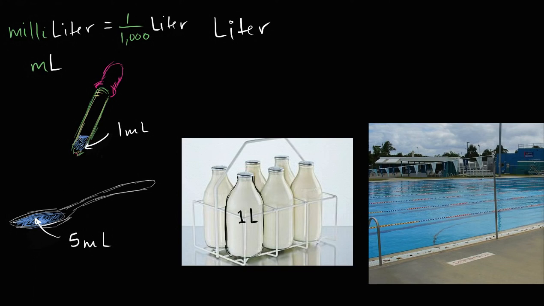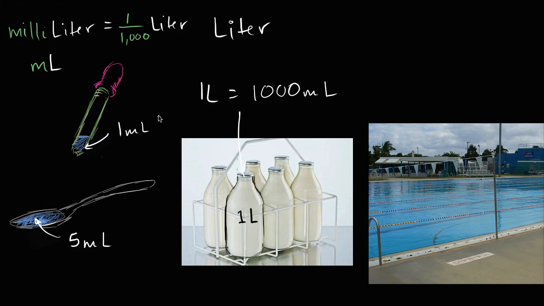So another way to think about it is you would have to take 1,000 of these drops to fill one of these bottles of milk. 1,000 milliliters to get to 1 liter. Or you'd have to do 200 teaspoons of, say, milk to fill up this entire thing, because each of them is 5 milliliters. 200 times 5 milliliters, you're going to have 1,000 milliliters, which is 1 liter. Let me write this down. This right over here, this is 1 liter, which is the same thing as 1,000 milliliters.